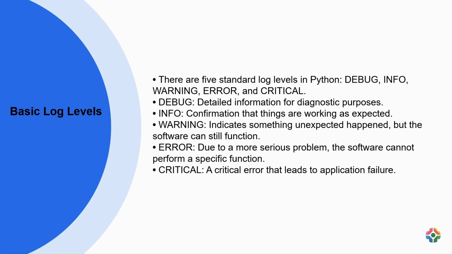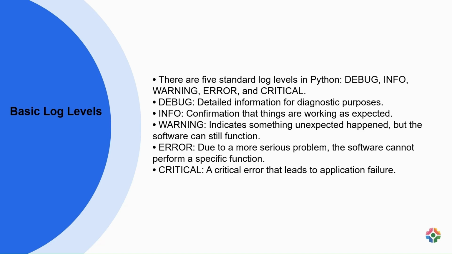Log levels in Python are crucial for efficient debugging and monitoring of software. There are 5 standard log levels to categorize messages: debug, info, warning, error, and critical. Debug provides detailed diagnostics for troubleshooting, usually used during development.